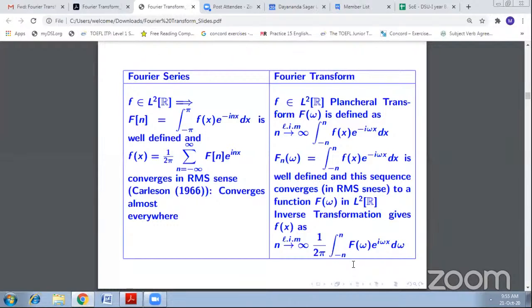So the Fourier transform of L2 functions is already a difficult process. And if somebody is interested in knowing all the details of this, it's a very nice idea, but I don't have the time to go through that. One can see Rudin's Real and Complex Analysis book for this.